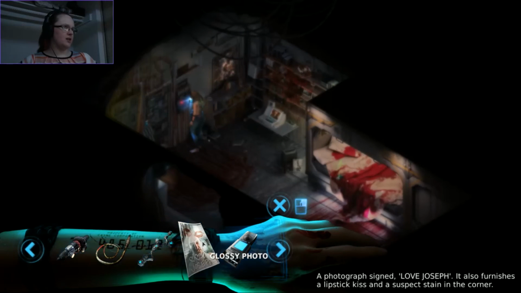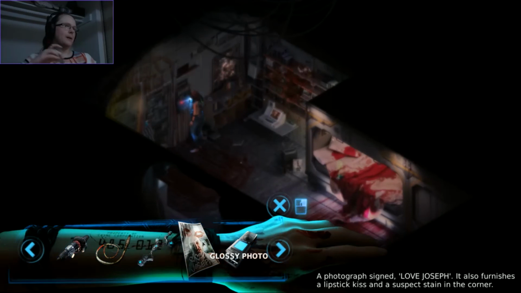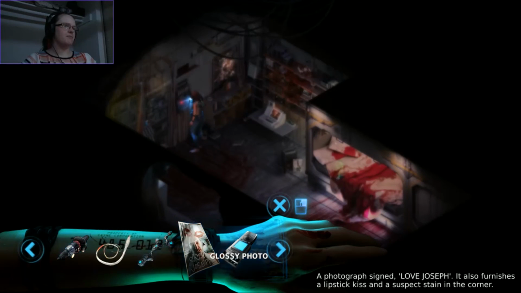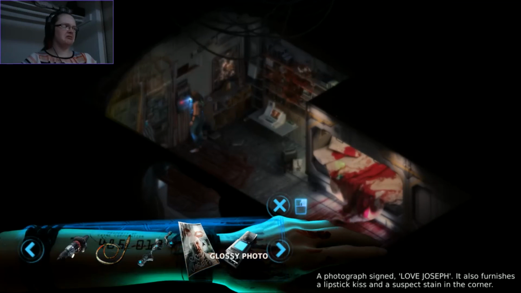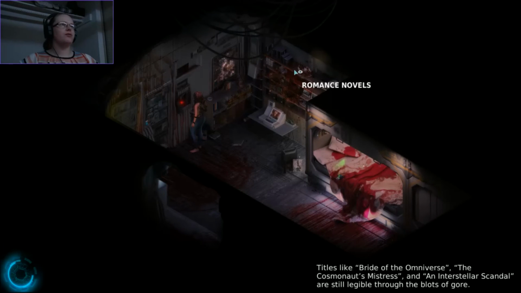A photograph signed Love Joseph. It also furnishes a lipstick kiss and a suspect stain in the corner. How many times can I say gross in this playthrough? Sterile polyester vignettes of some other place, some other time. Vintage photograph.